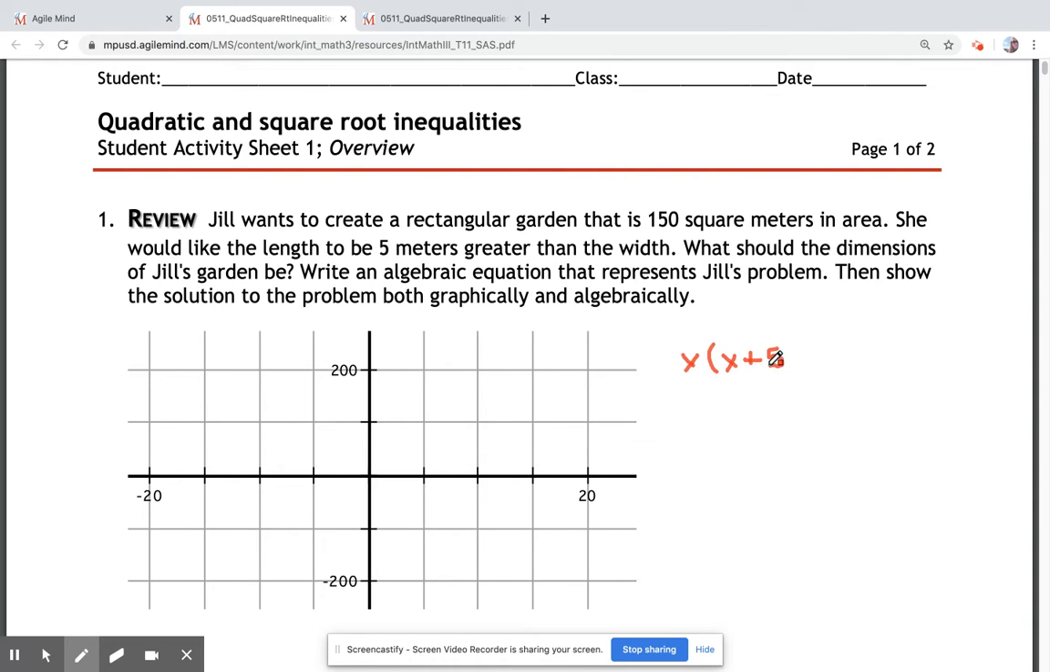And of course, length times width would give me 150.